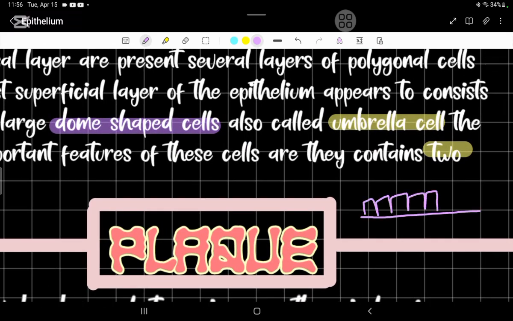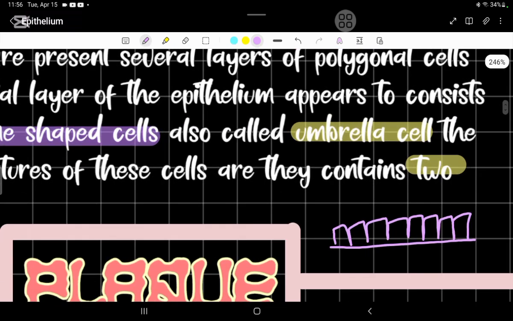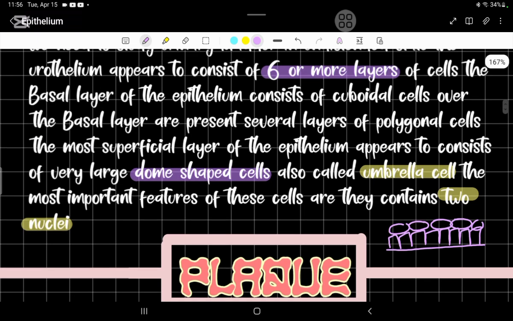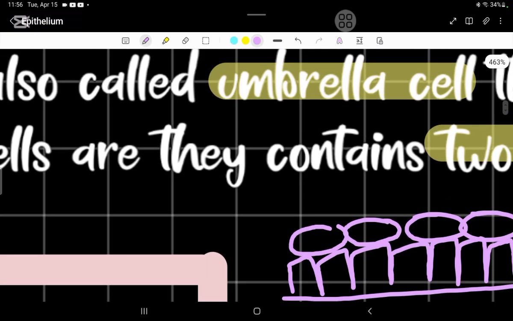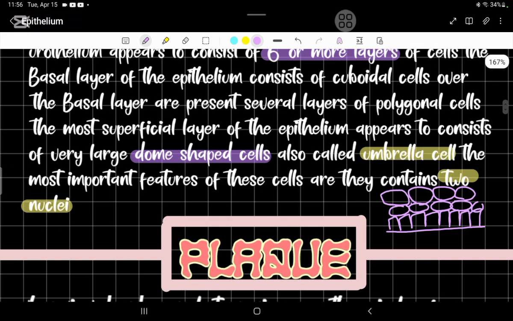Basal cells are cuboidal cells, and then we come to the polygonal cells. I know I'm drawing it the wrong way, but I can help you out with this. The most superficial layer of the epithelium consists of very large dome-shaped cells. What do you mean by dome-shaped cells? It's the most important feature of this epithelium. It's most likely to be asked in questions: transitional epithelium is characterized by the presence of which unique type of cells?